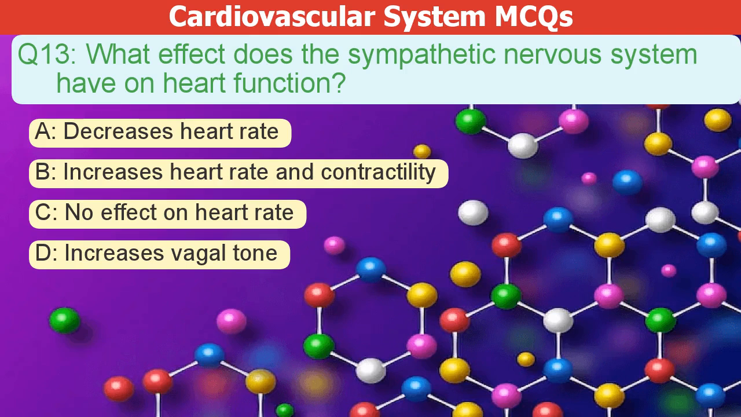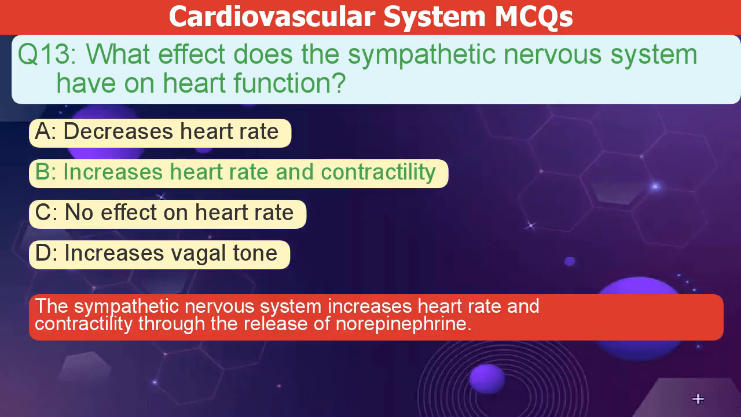What effect does the sympathetic nervous system have on heart function? A. Decreases heart rate. B. Increases heart rate and contractility. C. No effect on heart rate. D. Increases vagal tone. The correct answer is B. The sympathetic nervous system increases heart rate and contractility through the release of norepinephrine.